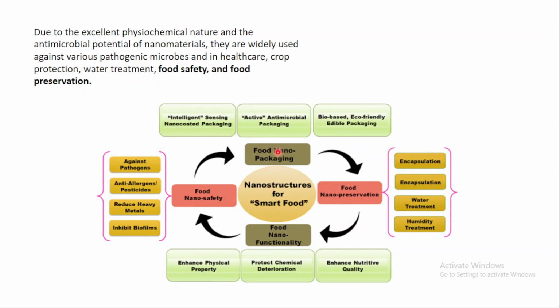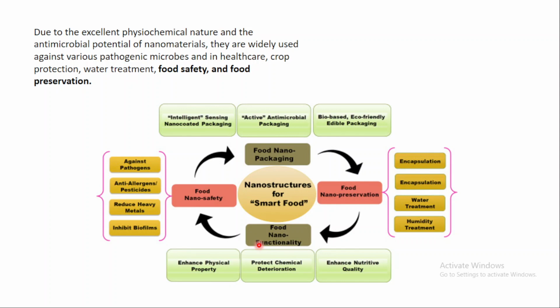Food nano packaging, packaging of the foods. Nano preservation, preserving, increasing the shelf life of food, and functionality. So, creating probiotics and adding nutritional value to the food can be done with the help of nanomaterials. So, in an orange juice, we can add any kind of nanomaterials which will be functionalized with our desired probiotic, and then we can drink the orange juice and get the probiotic as well.